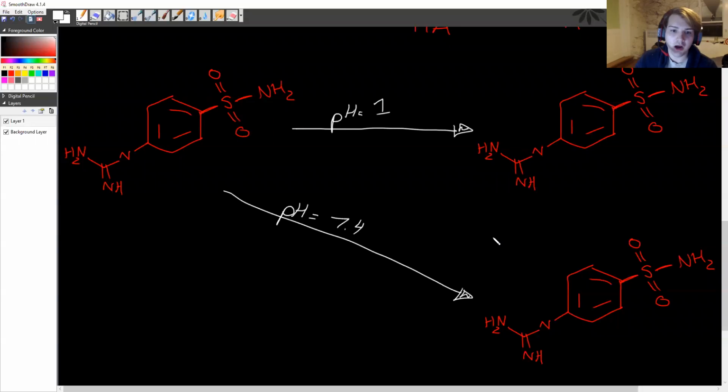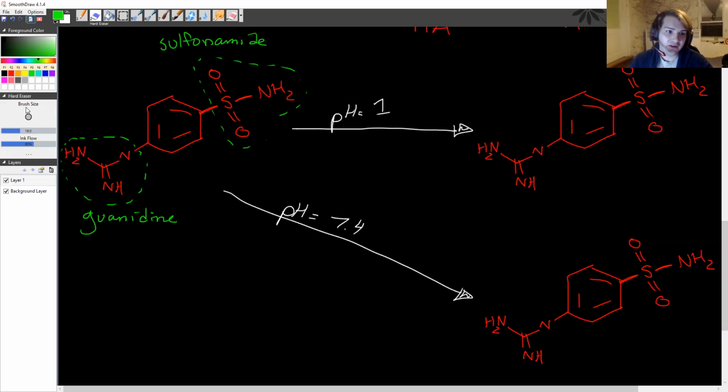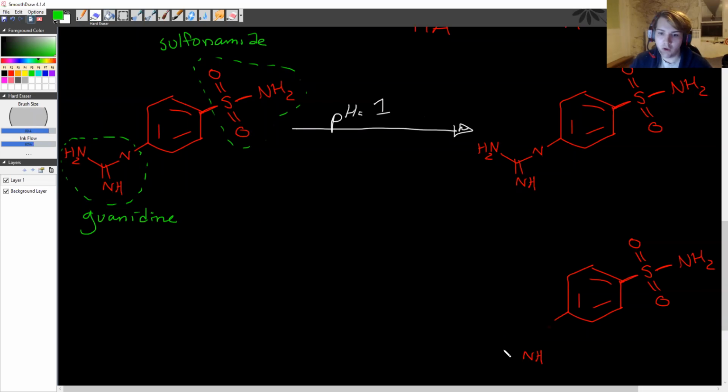So how do we approach problems like this, and how do we talk about what's going on? First steps first, we have to identify our functional groups, right? So here is a sulfonamide, and here is our guanidine, right? And as we talk about this at pH 1, I'll have to grab this later, let's see how we go about describing these structures.